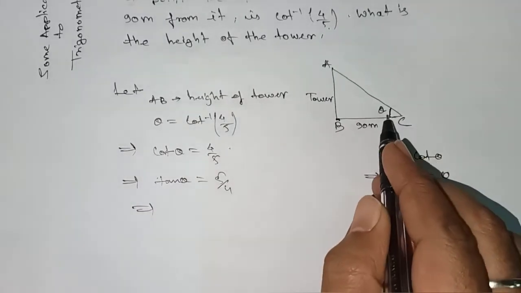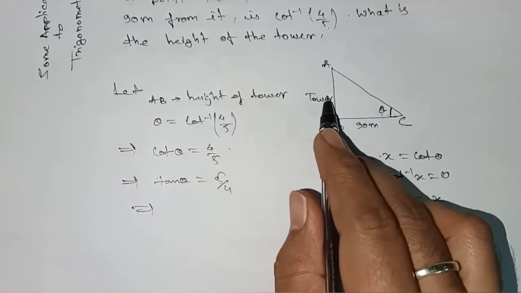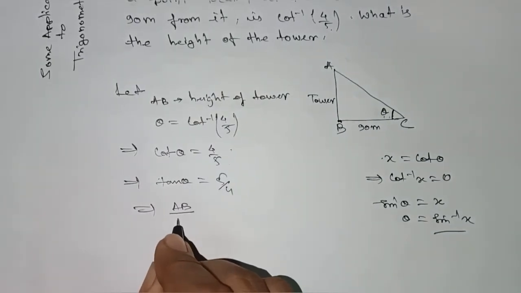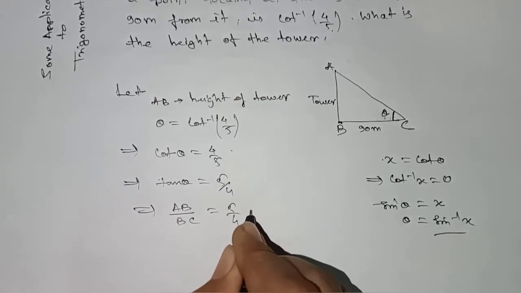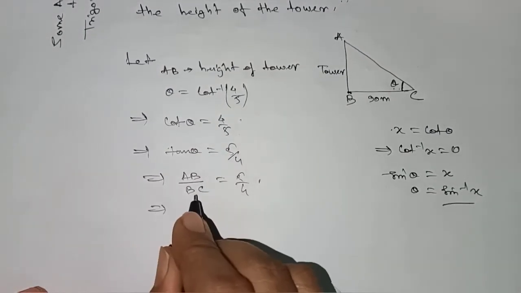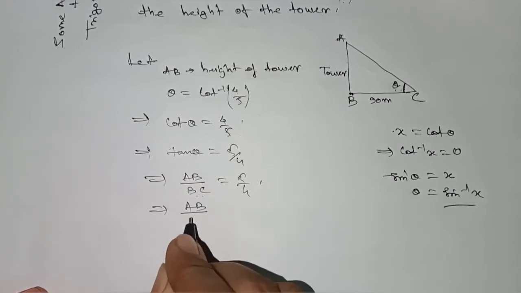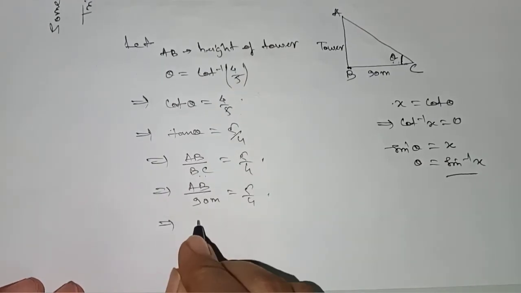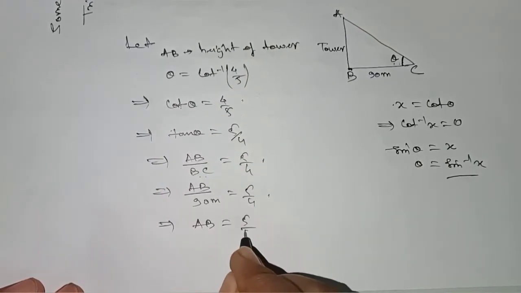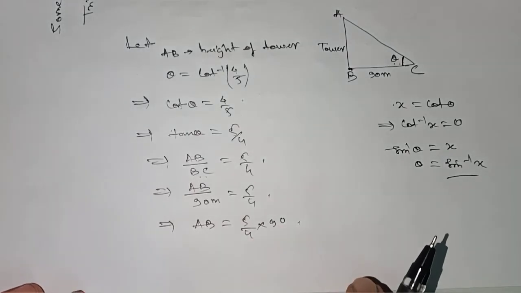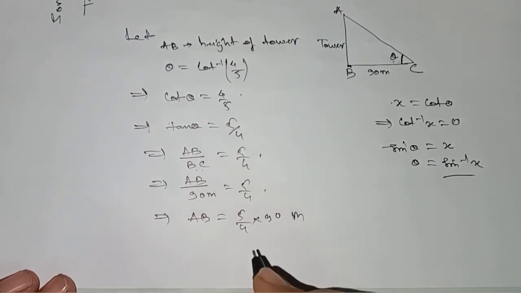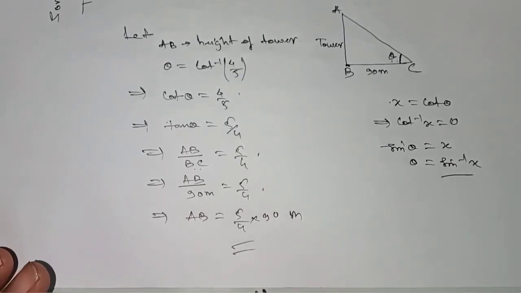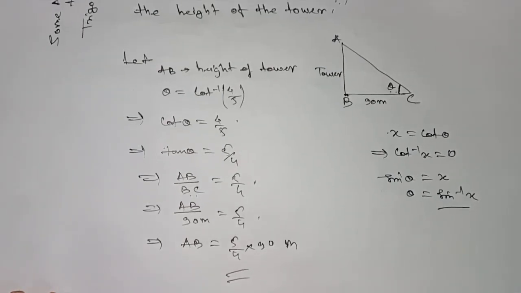Now, we know that tan theta is perpendicular by base. This is your perpendicular, this will be your base. That means AB by BC equals 5 by 4. And we have the value of BC, that is 90 meter, not centimeter. So AB equals 5 by 4 into 90. Now you multiply, cancel it, and you will get the answer. This will be the value of the height of the tower. I hope it is clear. Thank you.